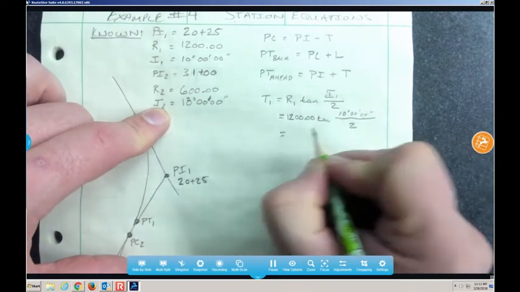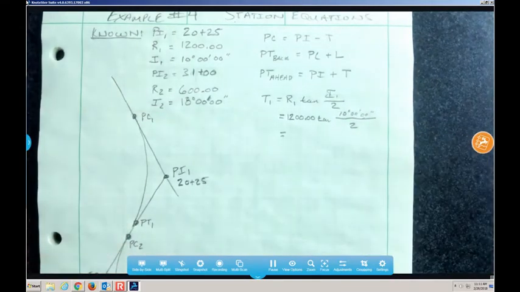Now, when you guys are calculating this stuff in your homework, please write out the minutes and seconds, even if it's zeros. I know it's just 10 degrees, but please write them out. Even the radius is 1200.00. I'm going to start marking off for not carrying out the right number of digits.